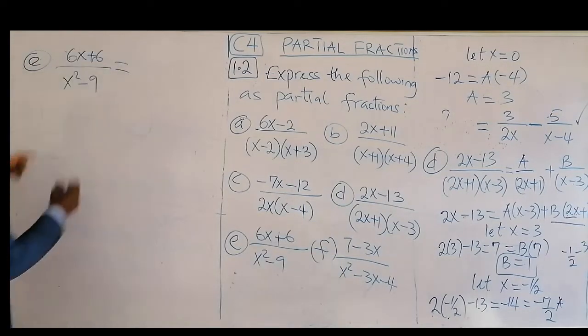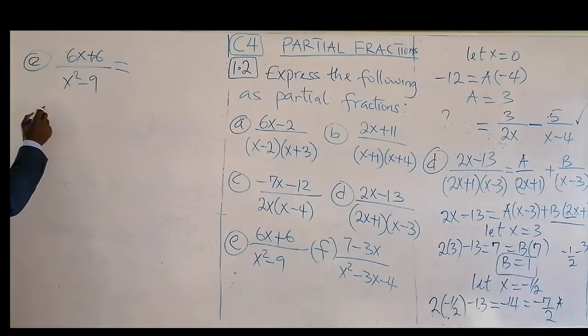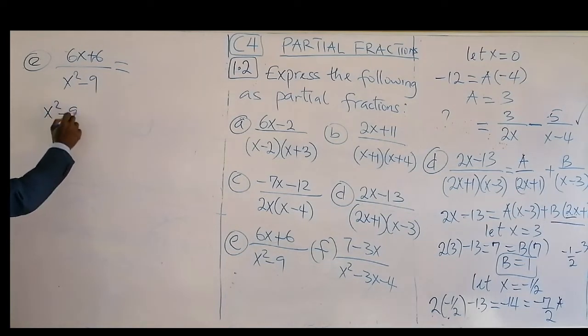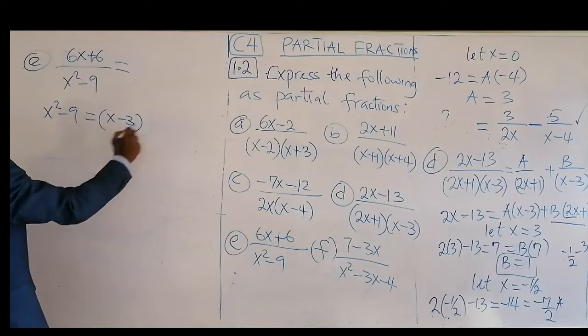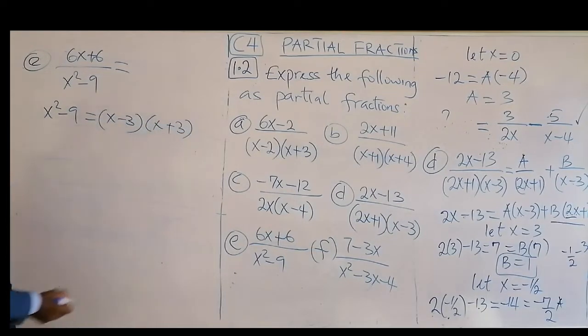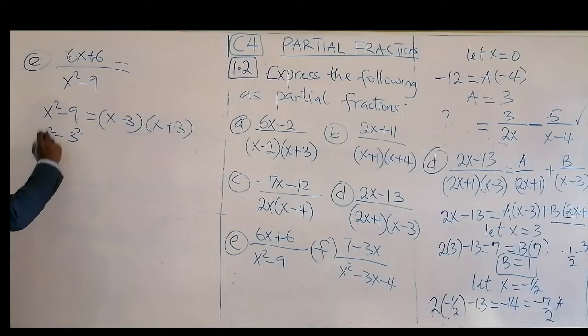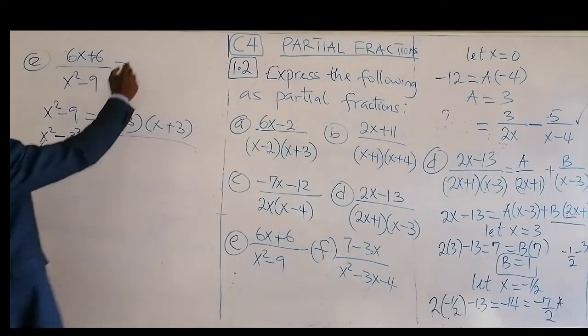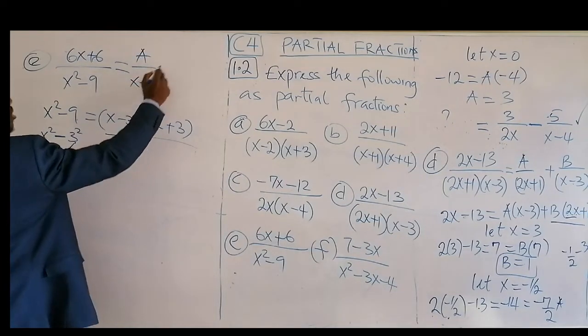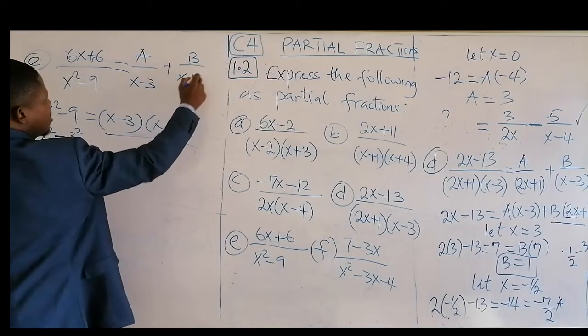For E, don't forget this expression, x squared minus 9. X squared minus 9 is the same as x minus 3 into bracket x plus 3, because this one is 3 squared, so it's x squared minus 3 squared. Whenever you have a square of an expression and a square of a constant, with a minus in between the two, it's a difference of two squares, and that will give you this. So this implies A over x minus 3 plus B over x plus 3.